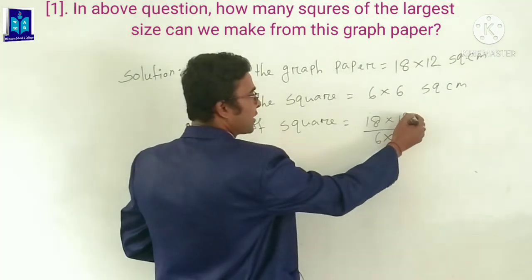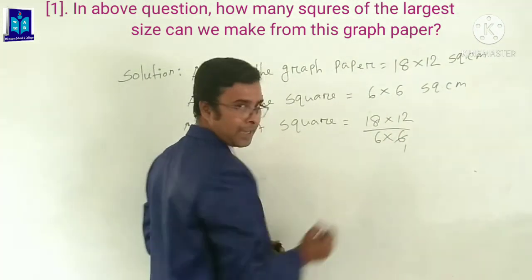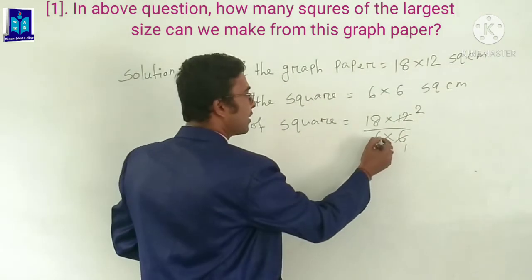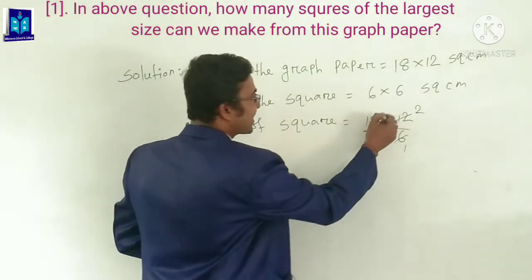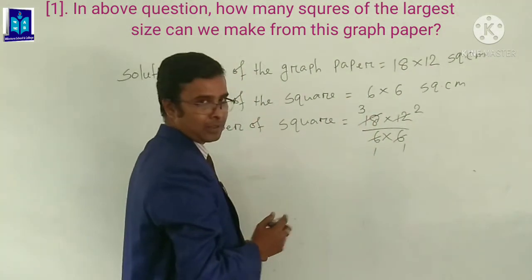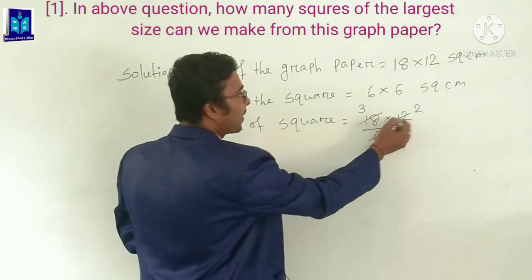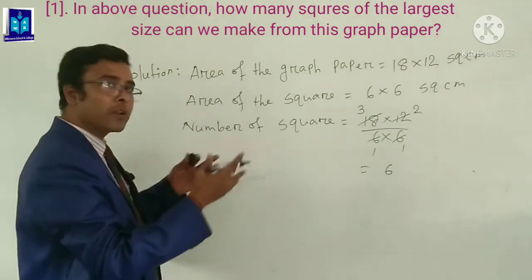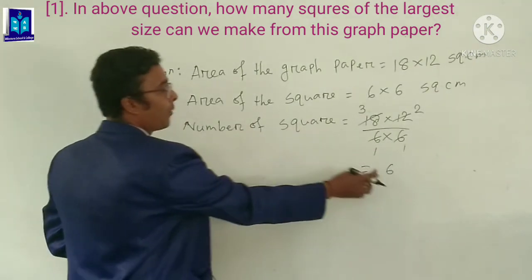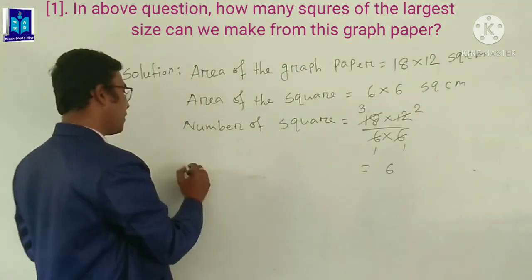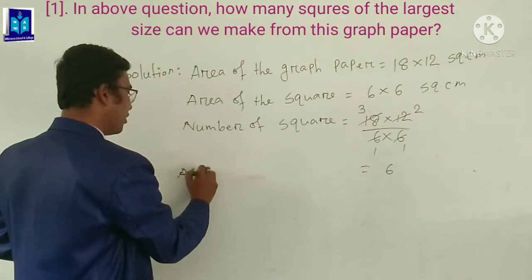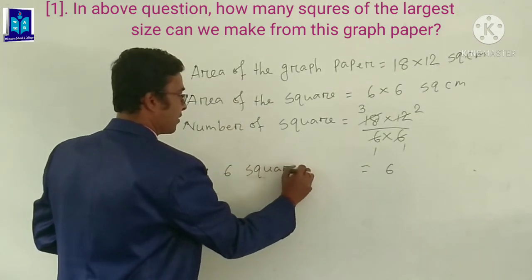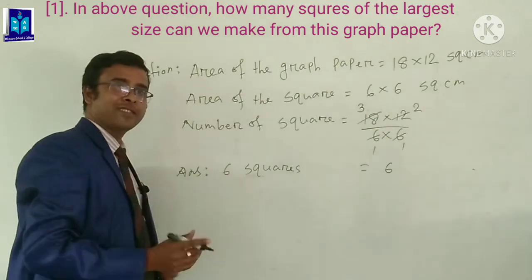Now if we divide this 12 by 6, that means 6 ones are 6, 6 twos are 12. Again 6 ones are 6, 6 threes are 18. Now there is written 3 multiply 2, that means 3 twos are 6. Dear students, so already we get the number of squares, how many? 6. So the answer will be 6 squares. Okay, thank you students.